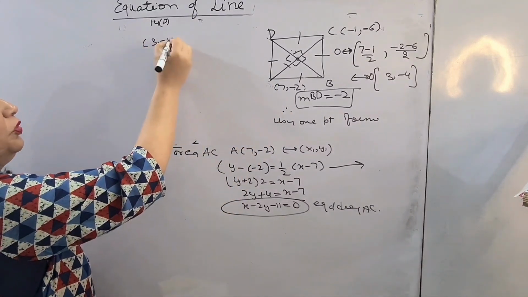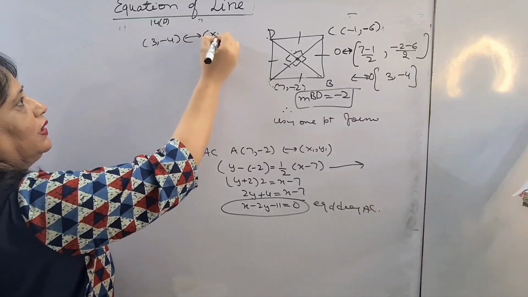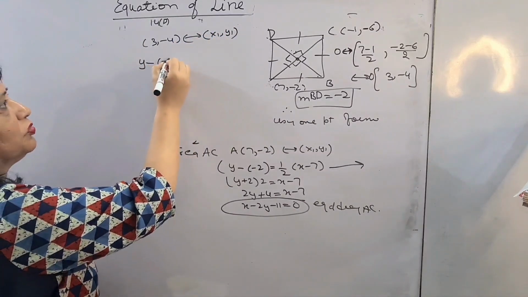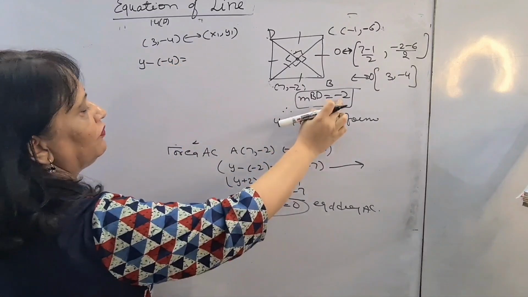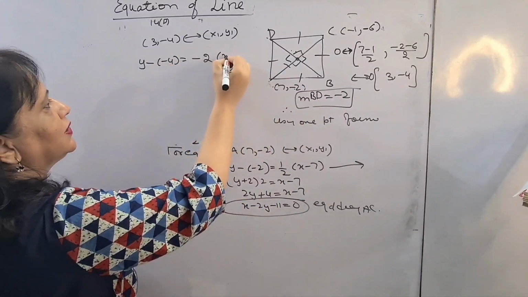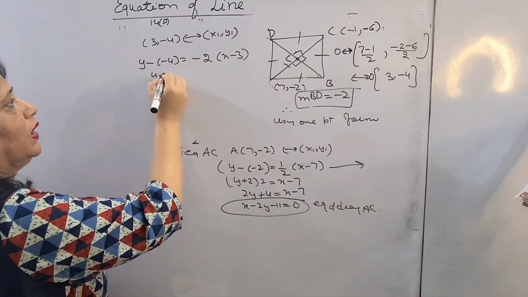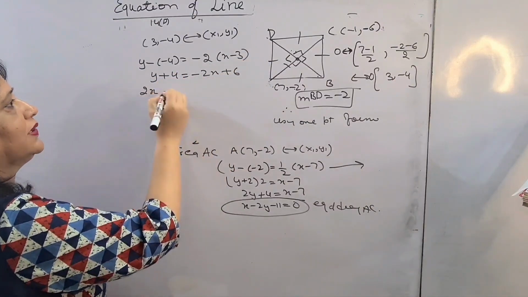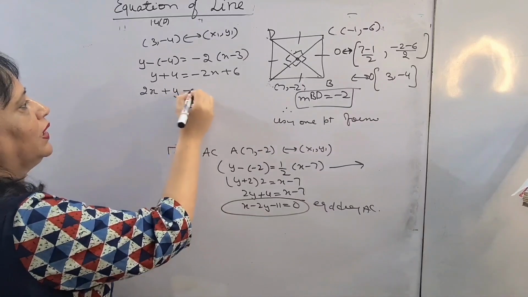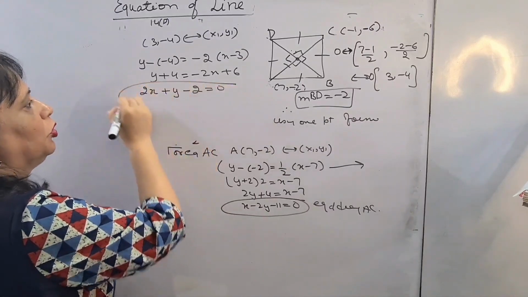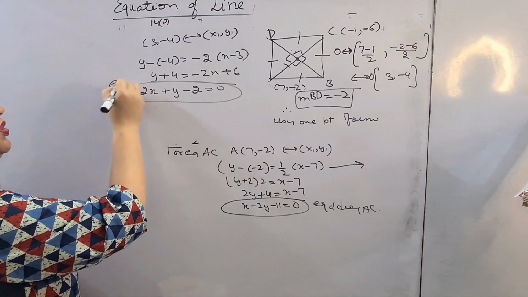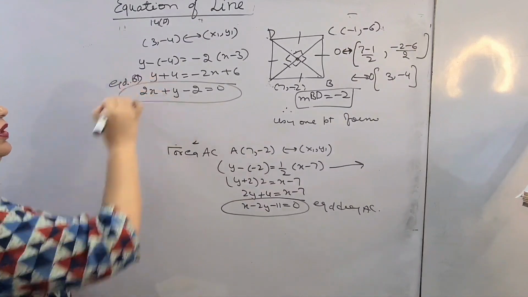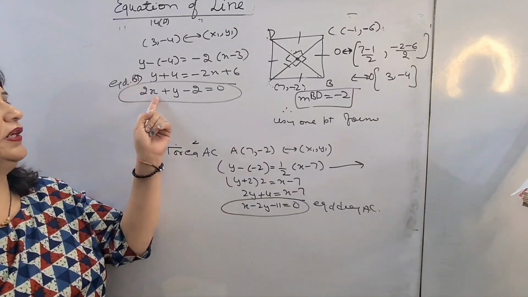3 comma minus 4 will be taken as x1 and y1. So y minus 4, as slope of BD you have found minus 2, x minus 3, y plus 4 minus 2x plus 6, or 2x plus y minus 2 is your equation of AC. AC we have already found, and equation of BD.